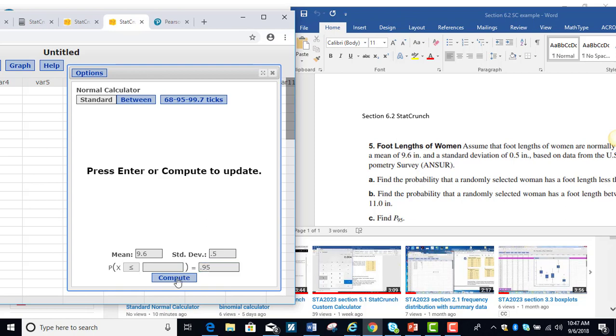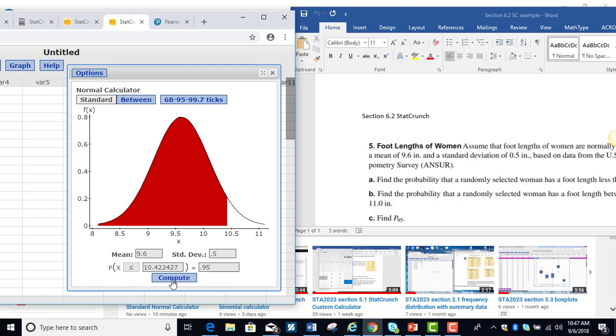So I'm telling it the area probability, and it's going to calculate the z-score for me. So a foot length of 10.42 would be the foot length in inches that 95% of women would have a foot length less than, that particular number, 10.42.